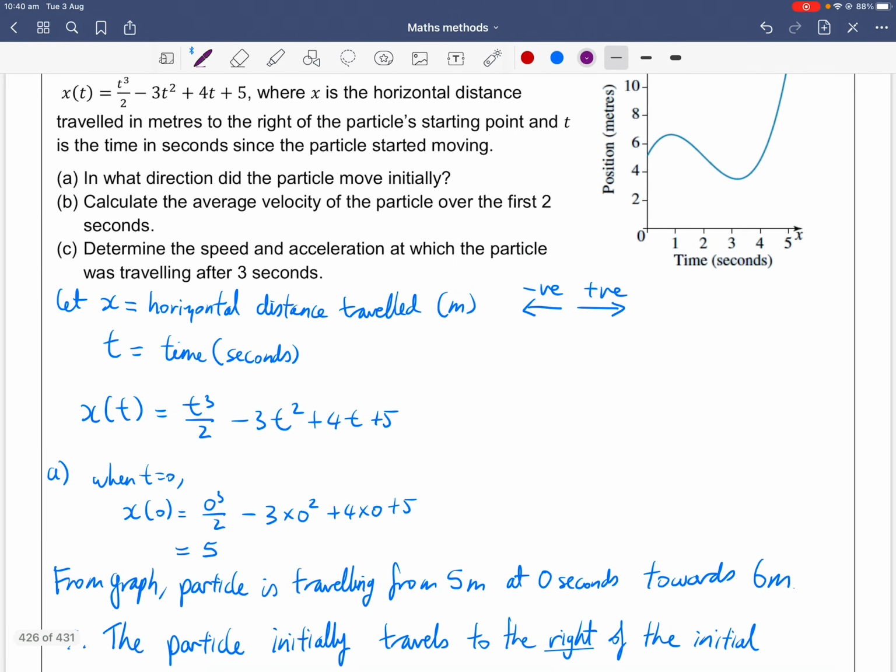Next, let's have a look at B. B is asking to calculate the average velocity of the particle over the first 2 seconds. Average means a gradient, in other words, rise over run, or y2 minus y1 over x2 minus x1. The fact that it says over the first 2 seconds tells us that x2 is 2 and x1 is 0, because that's the span of time we're looking at. Velocity is the rate of change of displacement, so y1 and y2 are the two positions or displacements of the object across the first 2 seconds.